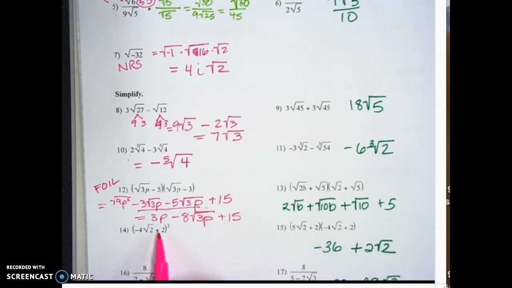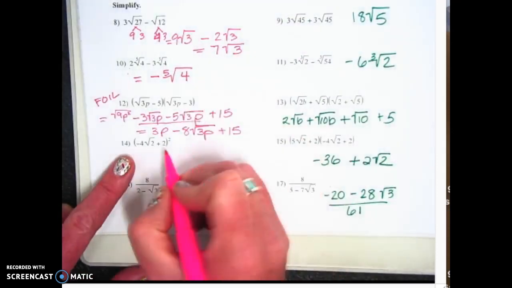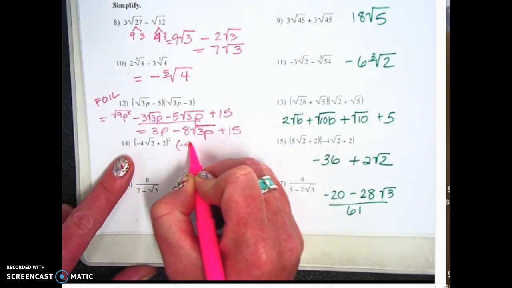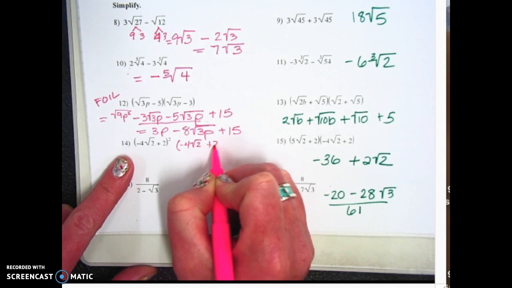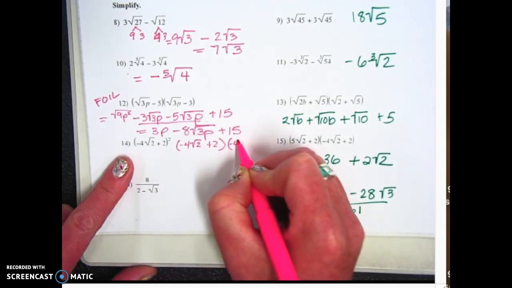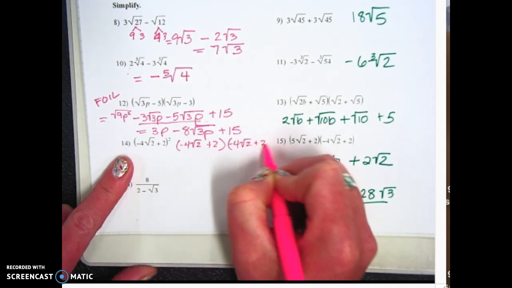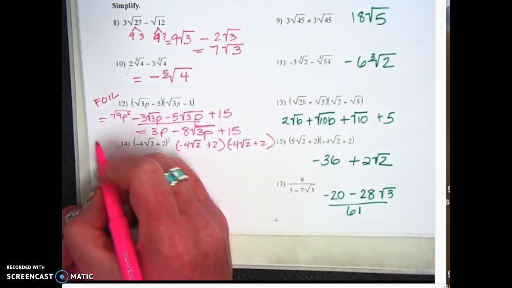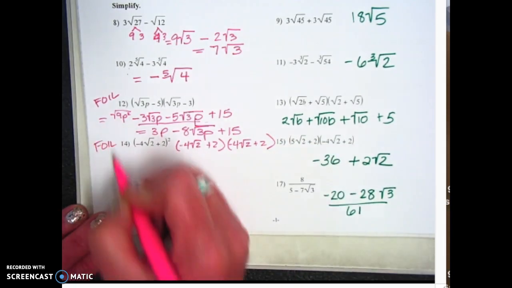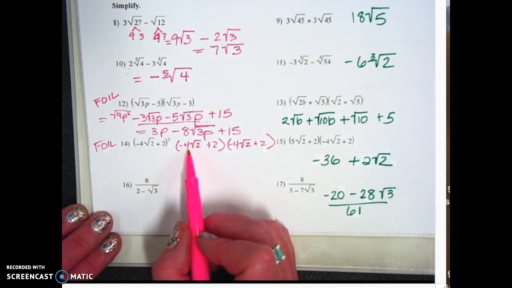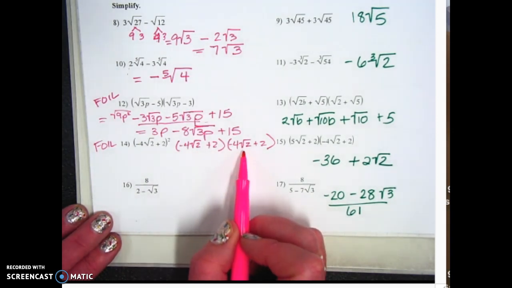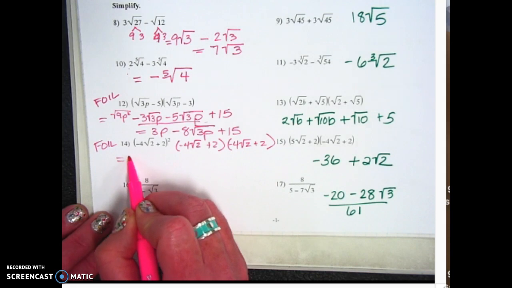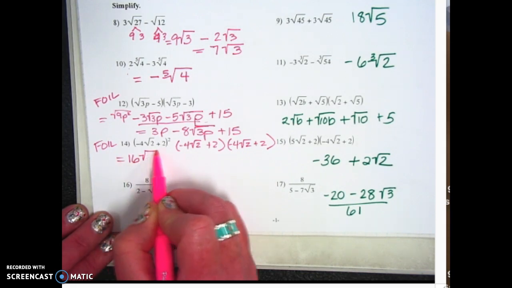All right, number 14, we're squaring this, so I'm going to write it out and FOIL it. So I'm going to have negative 4 square roots of 2 plus 2 times negative 4 square roots of 2 plus 2. When you get really good at these, you can just follow the pattern, but for now we're just going to FOIL. So we're going to go first. Negative 4 square roots of 2 times negative 4 square roots of 2 is going to be positive 16 square roots of 4.